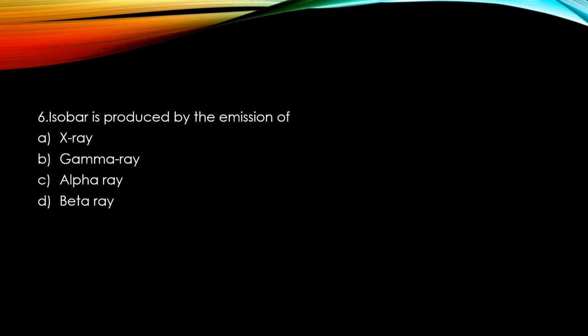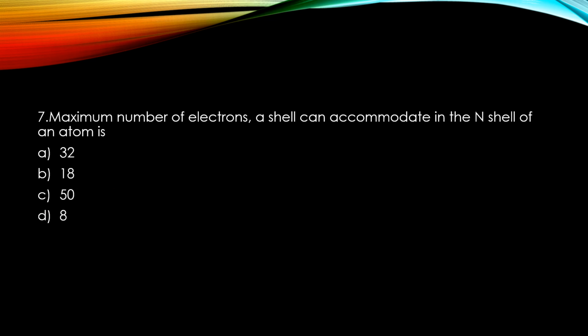And our sixth question is isobar is produced by the emission of X-ray, gamma ray, alpha ray, or beta ray. And the answer is beta ray.